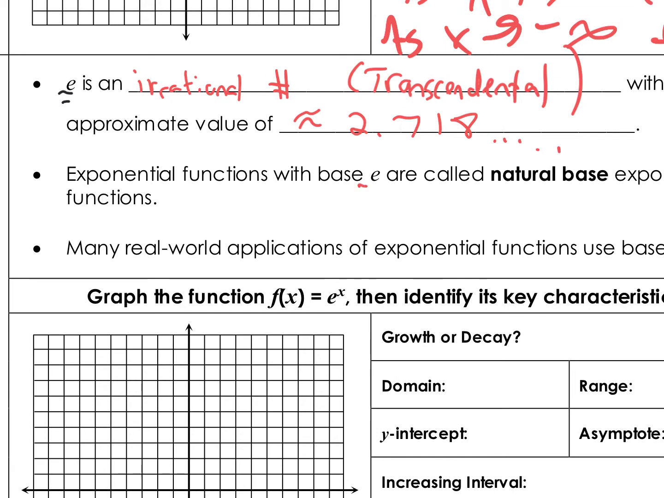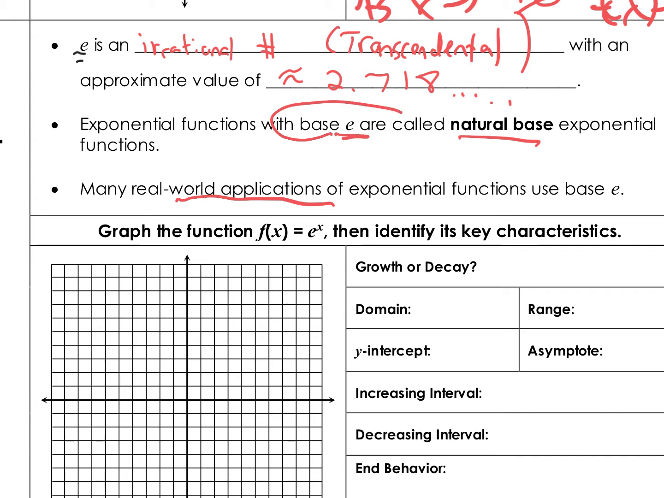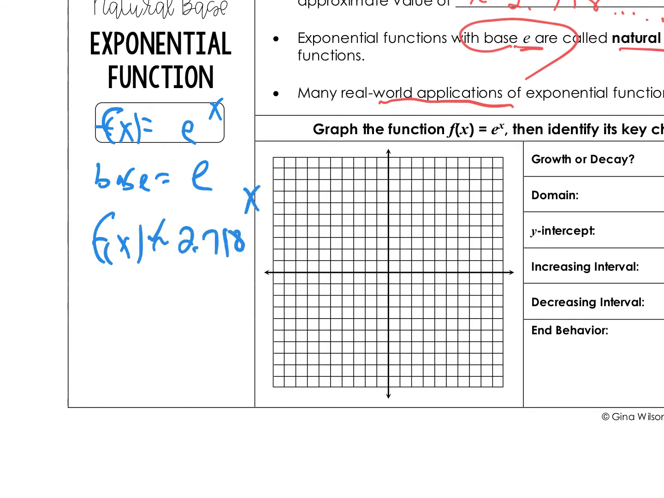Exponential functions with base e are called natural base. And we use them a lot in real-world applications. We use base e a lot in science, in physics, and in chemistry. Let me write f of x equals e to the x. The base is e, so f of x is approximately 2.718 to the x. And since 2.718 is greater than 1, it is a growth.